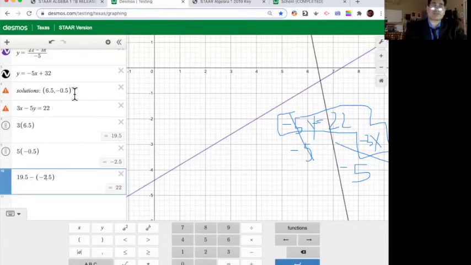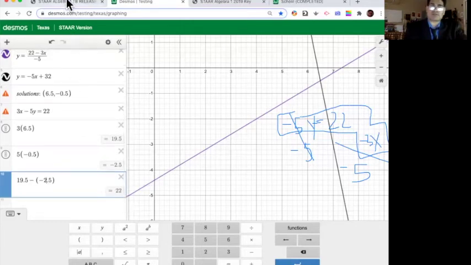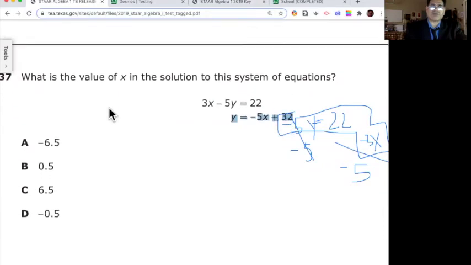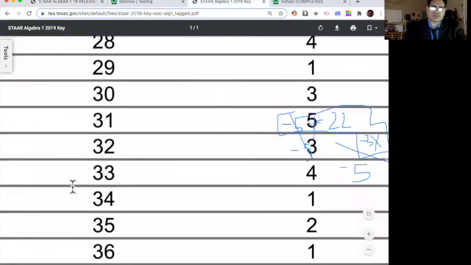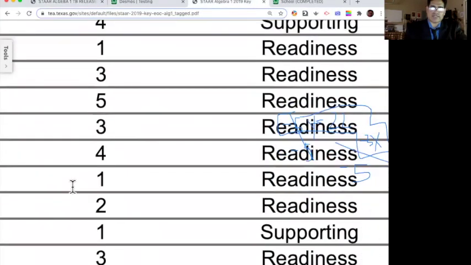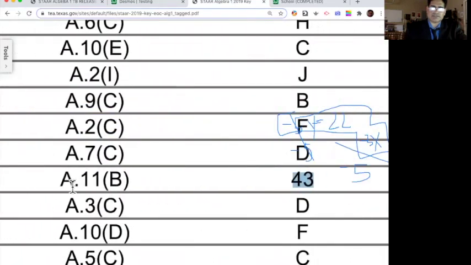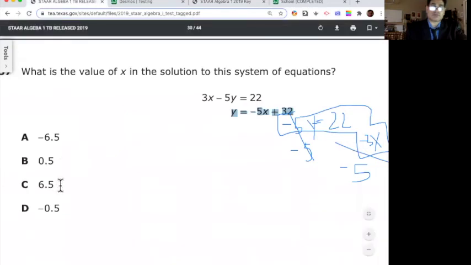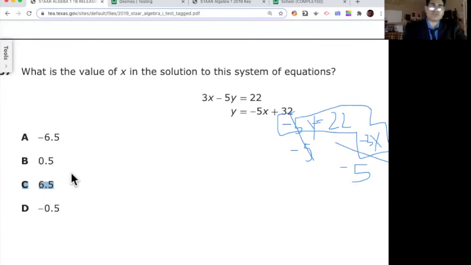And I'm going to stop right there because I've spent a lot of time on this problem, and you can go and figure out the other one on your own. But we're going to go ahead and say that this was number 37. Let's look for that. The answer is C, which is 6.5, which is the value of x. We could leave it there and we could trust that, but we are going to move on.